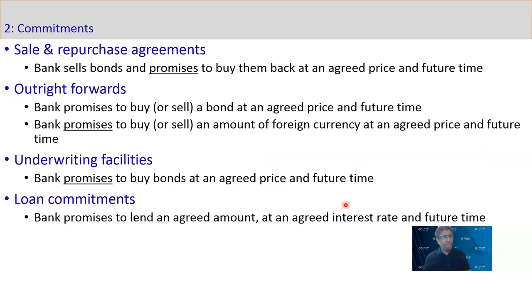The second thing is the bank promises to buy or sell amounts of foreign currency. This happens with bonds, and it also happens with foreign currencies. Underwriting facilities is a big one, and we already know it. I think they do it a lot in this country, and in so many countries, and banks actually collect a lot of fees.